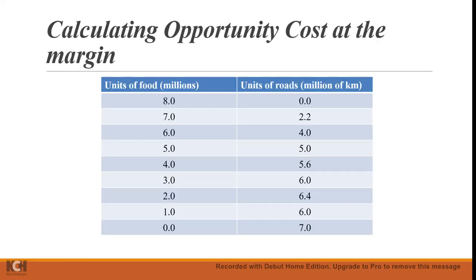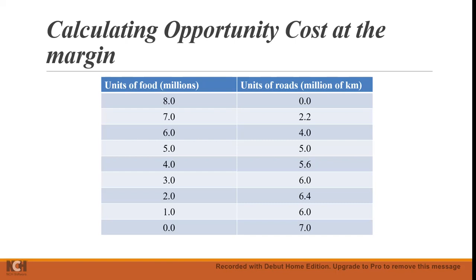So let's say we have this information given to us, where we have units of food and units of goods being produced by a particular firm. Let's say for instance over here it's the government, because we assume that roads are usually constructed by government. So the food is a consumer good, but the road is a capital good, right?